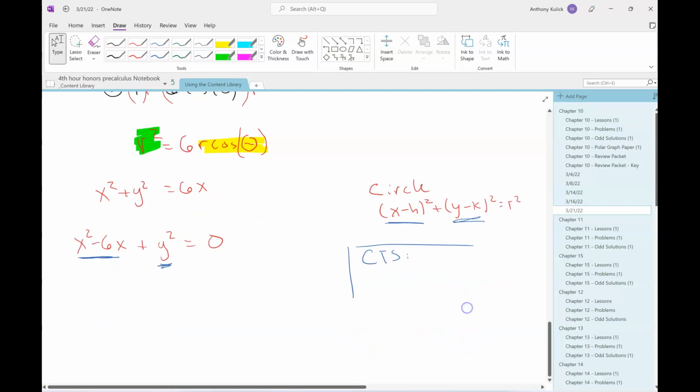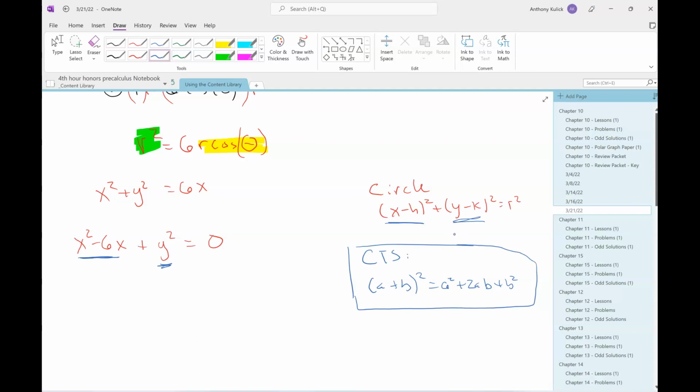So remember, for completing the square, the idea is we're going to take advantage of this perfect square factoring pattern. We know that, for example, a plus b quantity squared is equal to a squared plus 2ab plus b squared. So if we take a look at what we have here, my a squared is going to be like my x squared. So a is what? X, right? If a squared is x squared, then a just has to be x. Everybody's okay with that?